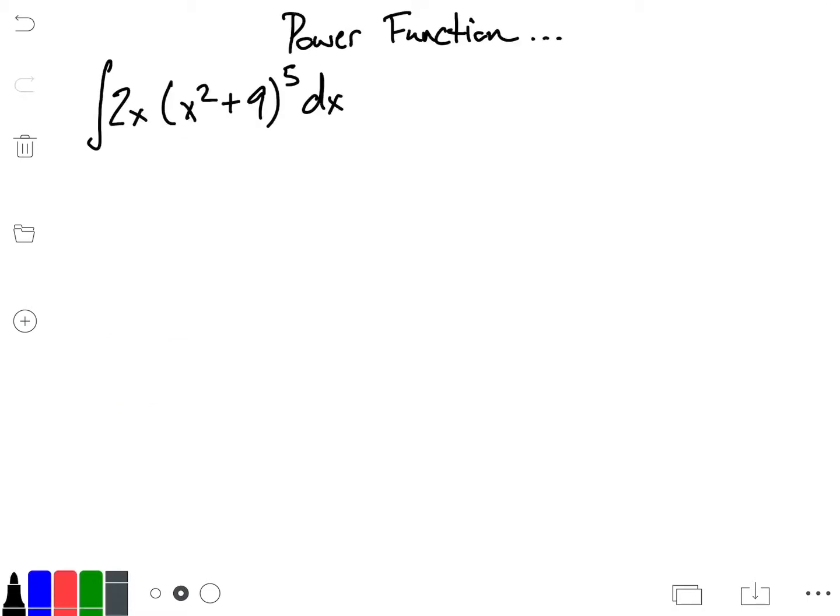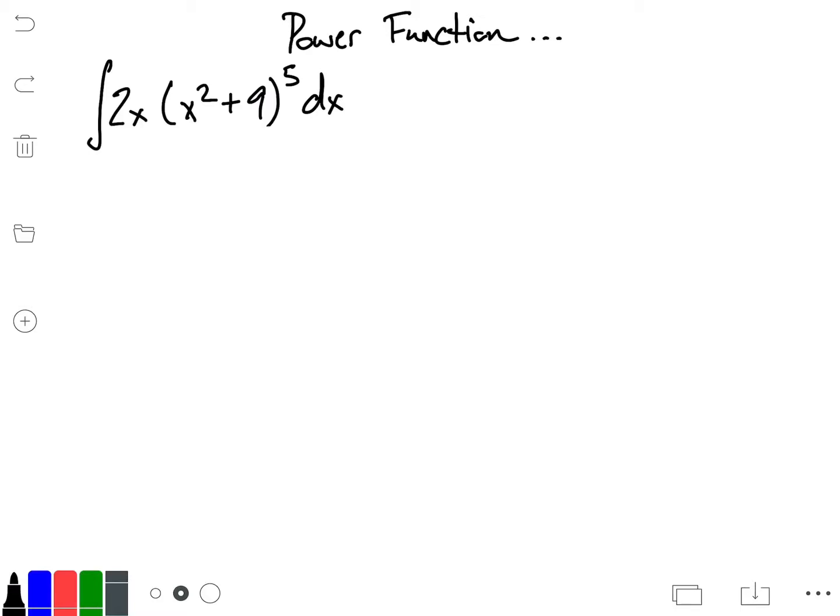So here we have our power function example. So we have 2x times, in parentheses, x squared plus 9, and the parentheses are going to be raised to the 5th power. The dx on the very end is going to let us know what we're integrating with respect to. So while technically we could just go ahead and multiply x squared plus 9 out 5 times and then just go ahead and apply our power function, we're going to go ahead and use integration with the u substitution to make this much easier.